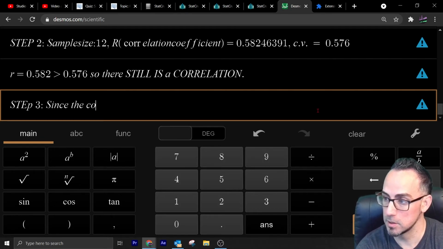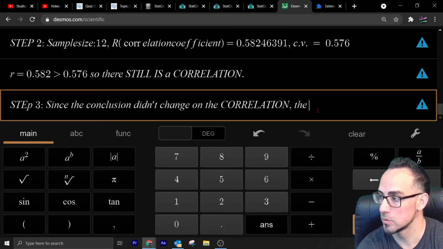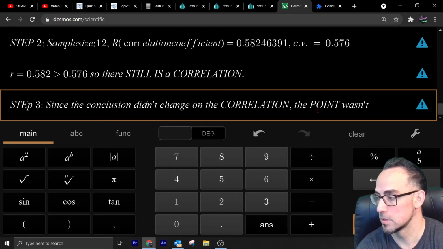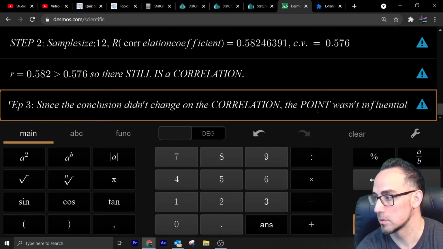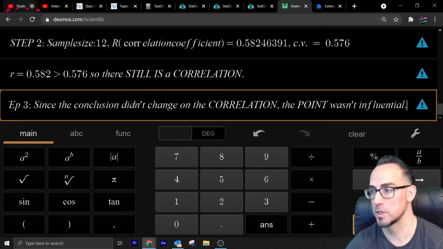Since the conclusion didn't change on the correlation, the point wasn't influential. The point was not influential since the conclusion did not change. That's it.